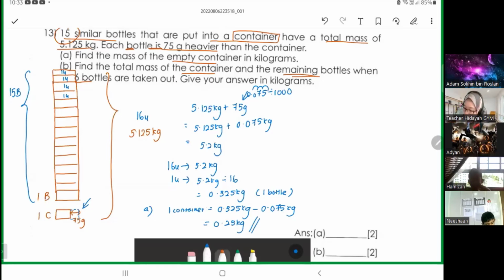Okay, now for part B, find the total mass of the container and remaining bottles when 6 bottles are taken out. Okay, so let's find 6 bottles taken out. 15 minus 6 will be 9. 9 bottles remain left. 9 times 0.325 kg from here, one bottle, equals 0.325 times 9.